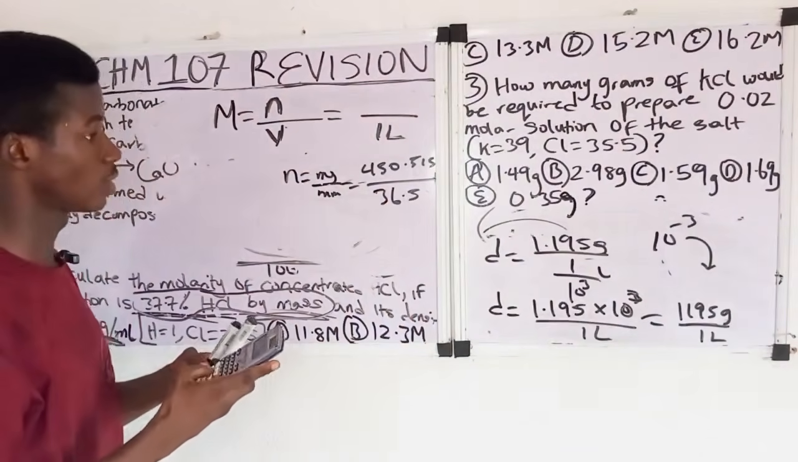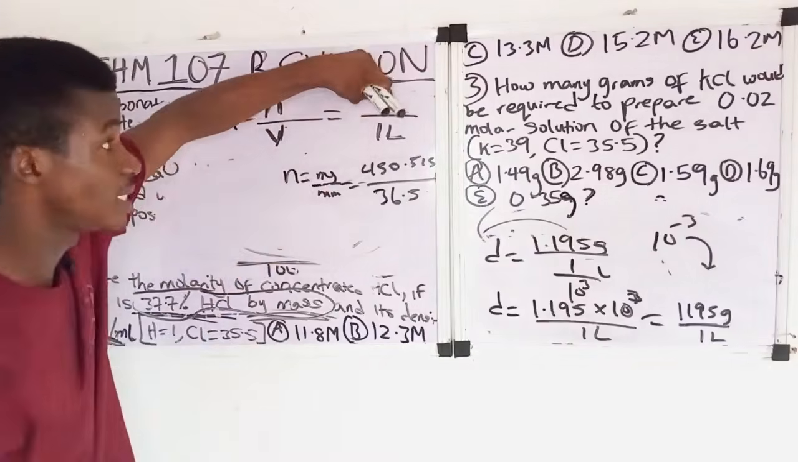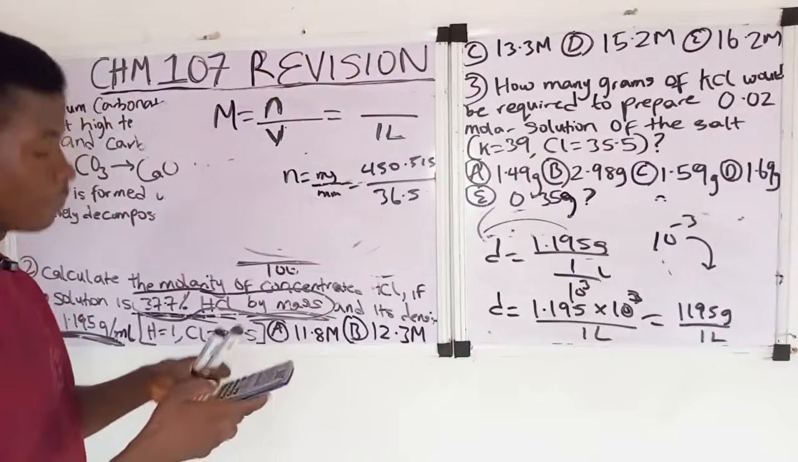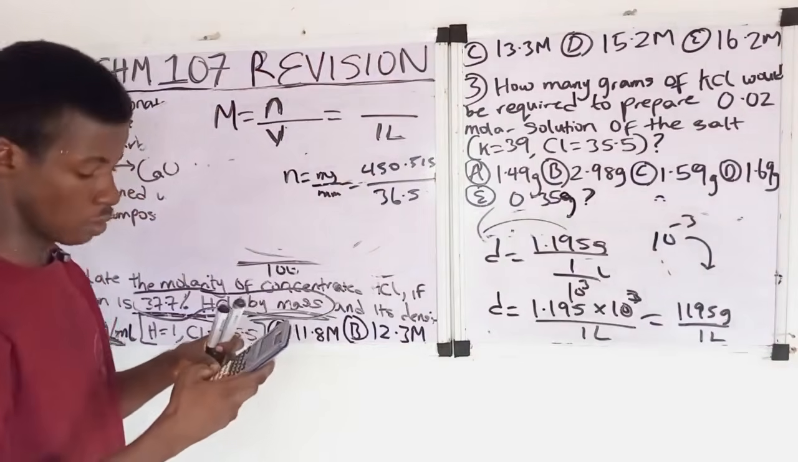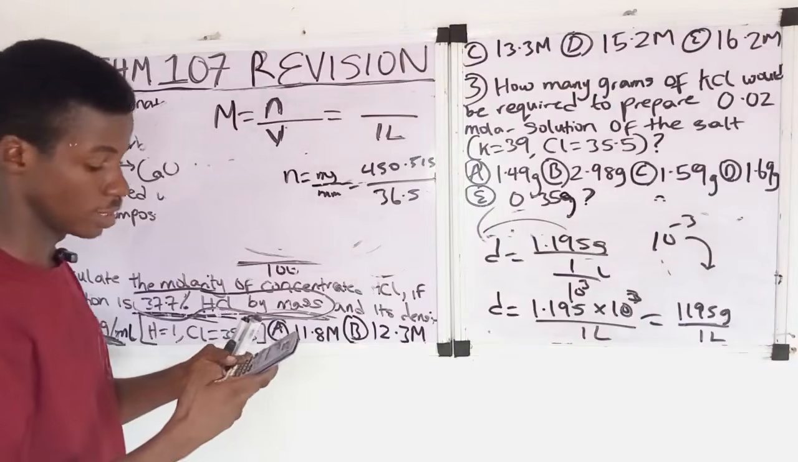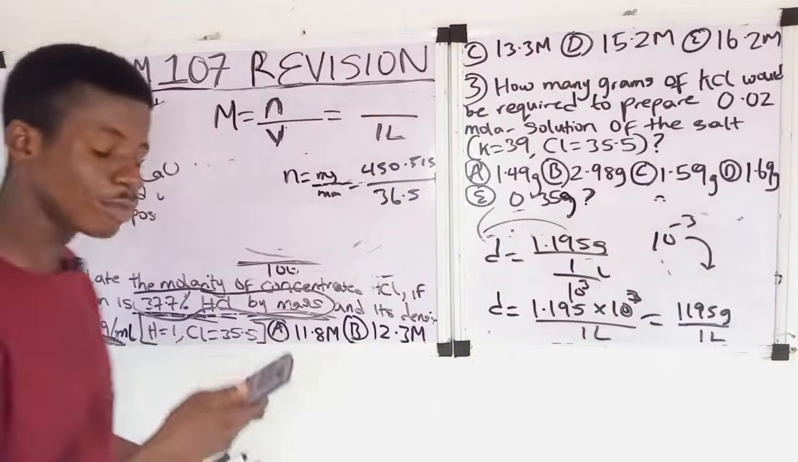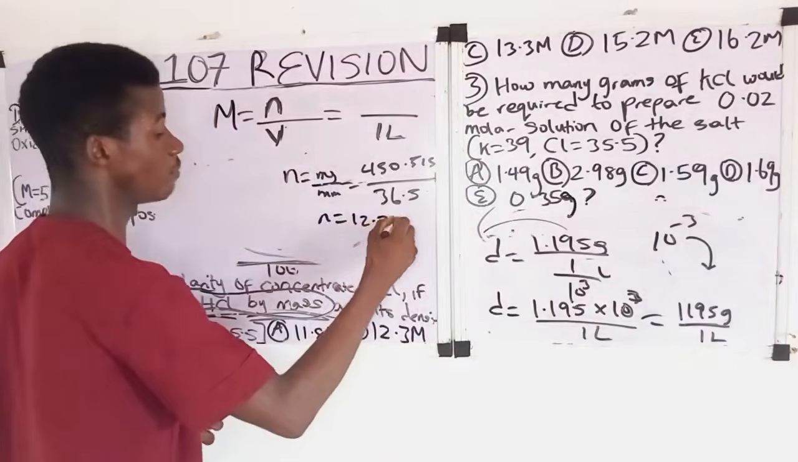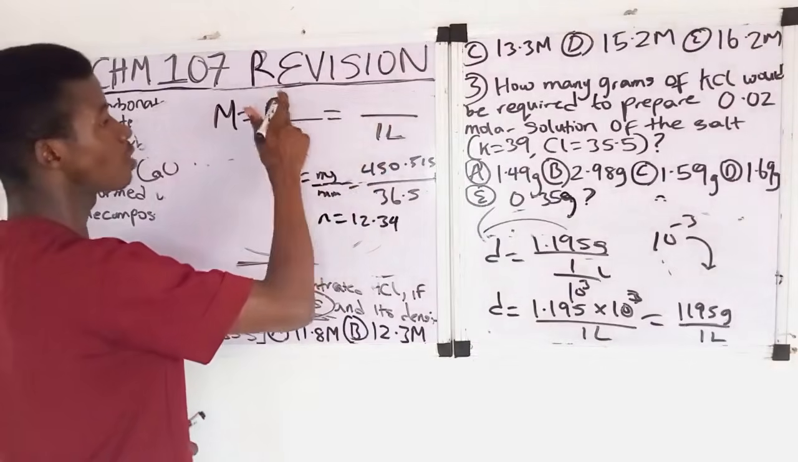So if we divide 450 to get the mole, once you get the mole, put it here. We divide it by the volume, which is 1 liter, right? Yes. So 450.515 divided by 36.5 gives us 12.34. So the number of mole is 12.34, right? Yeah. So if you put it here, the number of mole is what?